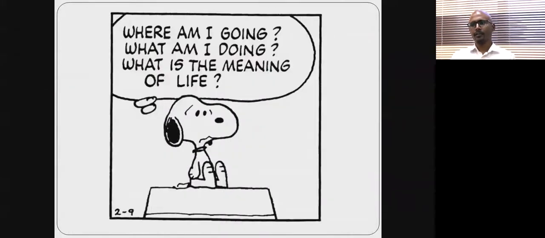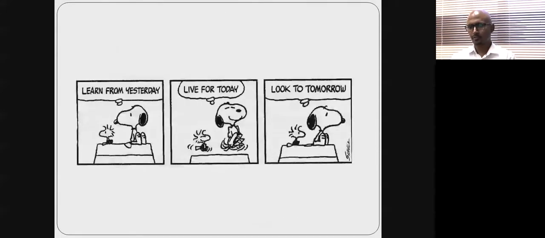So at some point in life, all of you would have wondered, where am I going? What am I doing? And what is the meaning of life? If you're able to do that, that means you have a fully functional mind. And that mind is because there is a functioning brain underneath that is producing the mind.